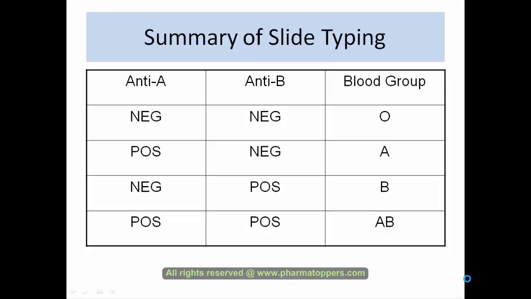So here's a summary of the slide phenotyping: anti-A, anti-B and the blood group. If both are negative, then the blood group is O. If anti-A is positive and anti-B is negative, then the blood group is A, and so on.